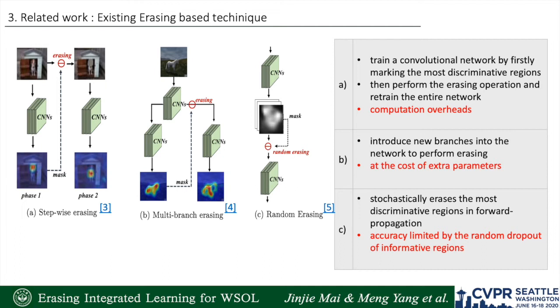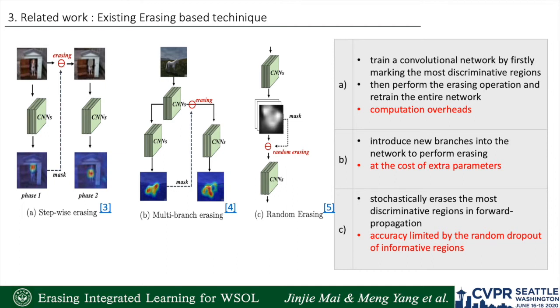Stem-wise erasing trains a convolutional network at first to mark the most discriminative regions, then performs the erasing operation and retrains the entire network, but the additional training step can lead to expensive computation overheads. Another popular method is multi-branch based erasing, which introduces new branches into the network to perform erasing. Such an approach is more efficient than stem-wise erasing, but it requires modifying the backbone network and introducing extra parameters.